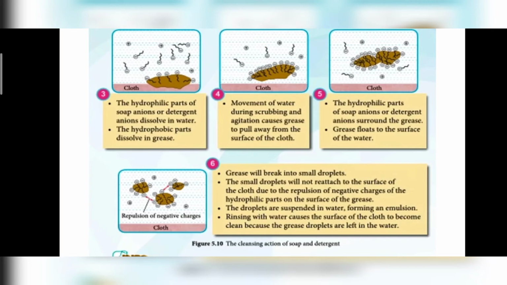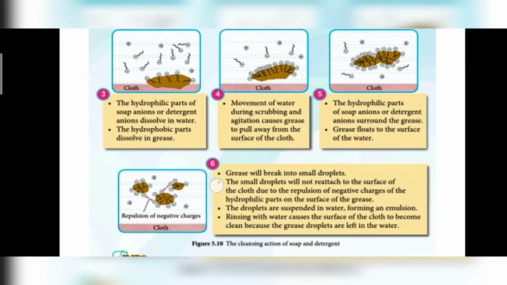So movement of water during scrubbing and agitation causes the grease to pull away from the surface of the cloth. Okay, because the hydrophobic parts of the soap anion or detergent anion dia sudah dissolve di grease itu. So dia akan pull away the grease from the surface of the cloth. Okay, number 5. The hydrophilic parts of soap anion or detergent anion will surround the grease, and the grease will float to the surface of the water.